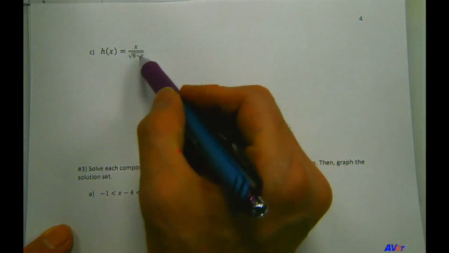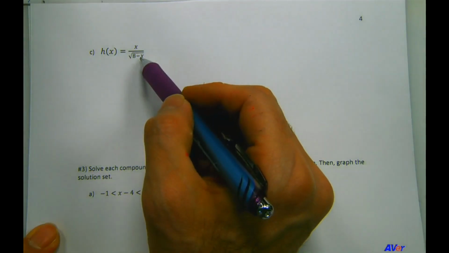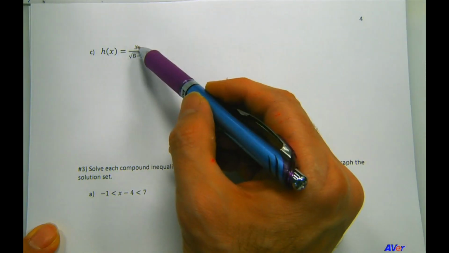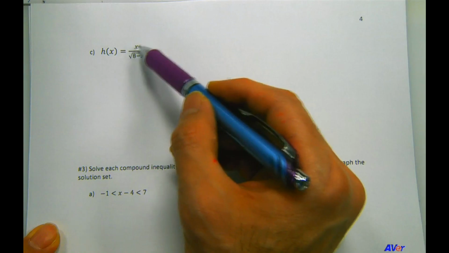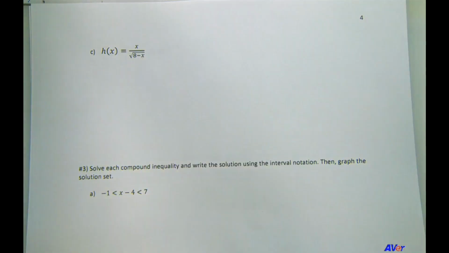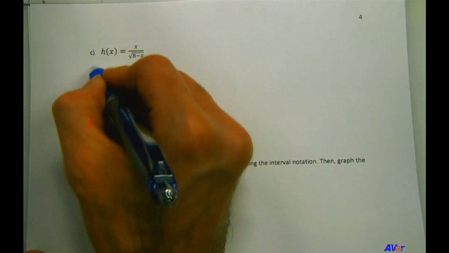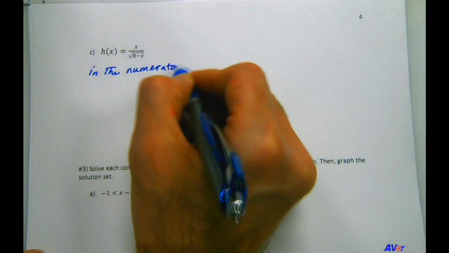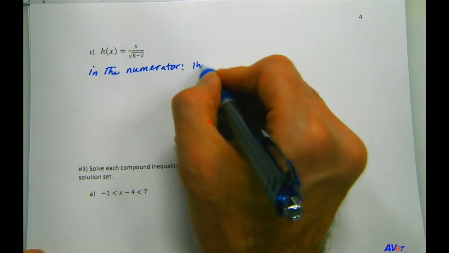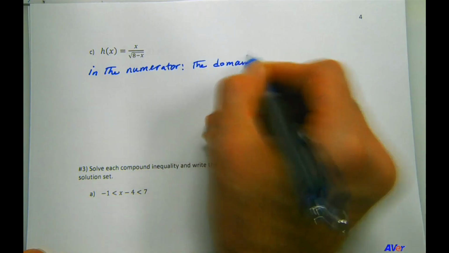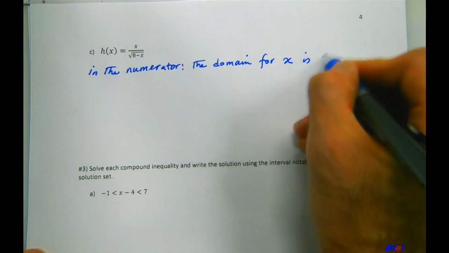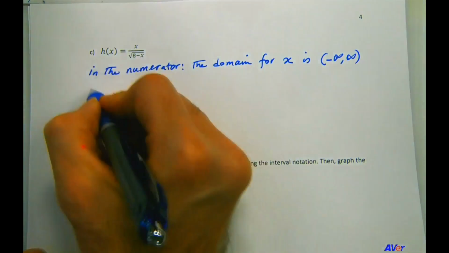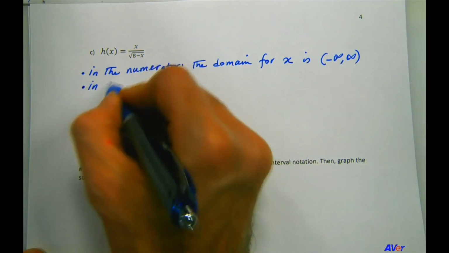Next, this is an interesting one, right? Because it's a fraction. So the numerator, x can be anything, right? There are no restrictions on x here. It can be anything. So the domain, let me take this step by step. In the numerator, the domain for x is -infinity to infinity, right? Now, in the denominator, that's where the problem is.